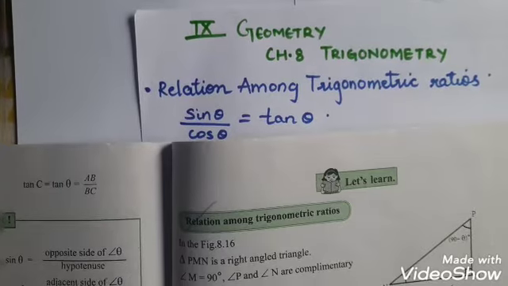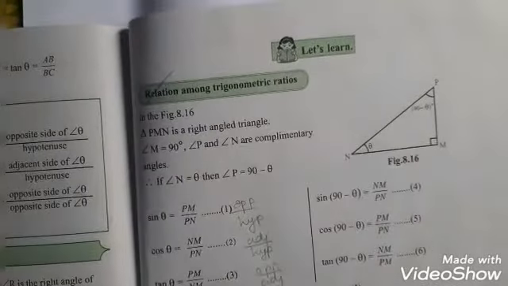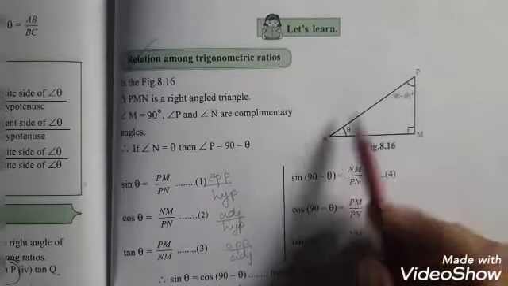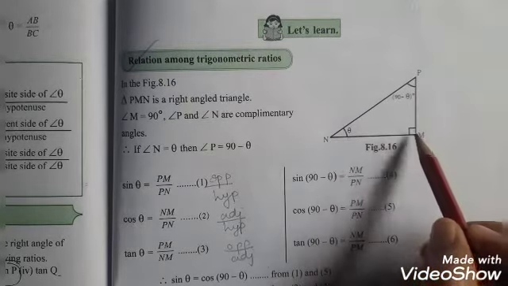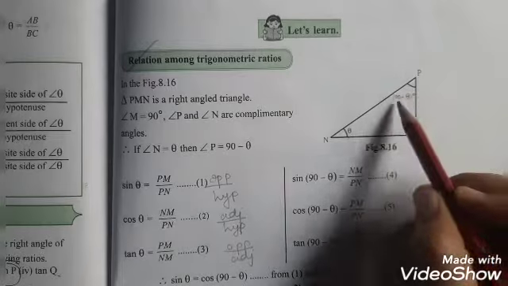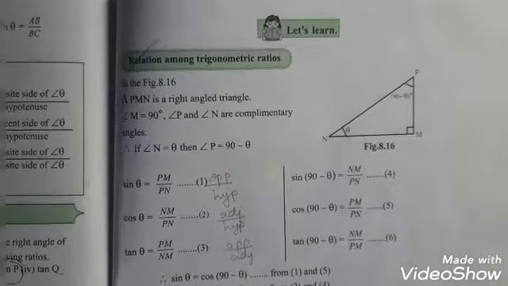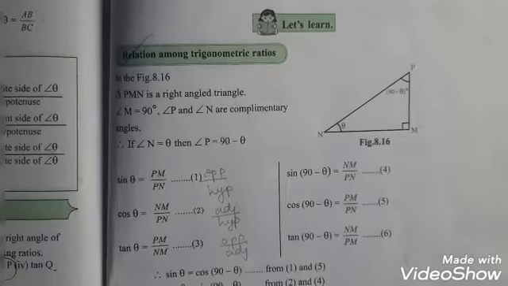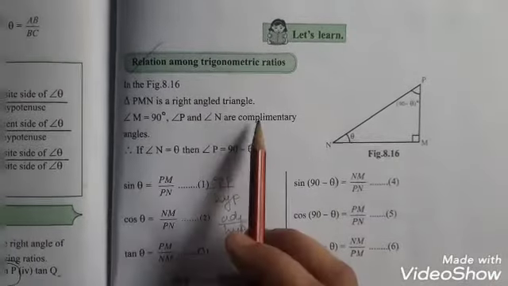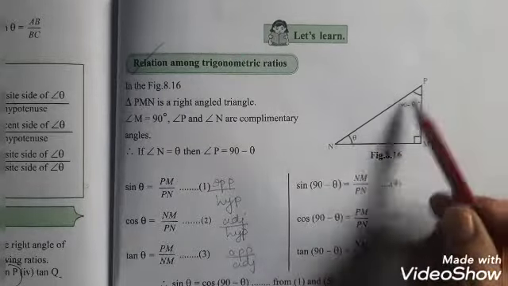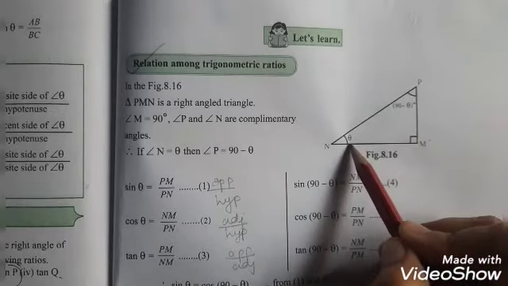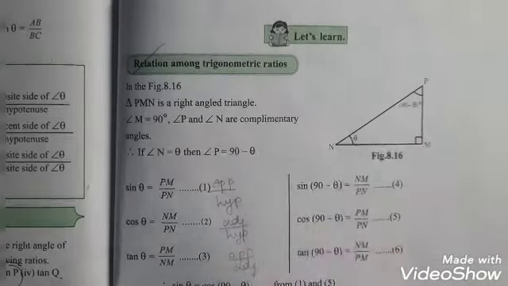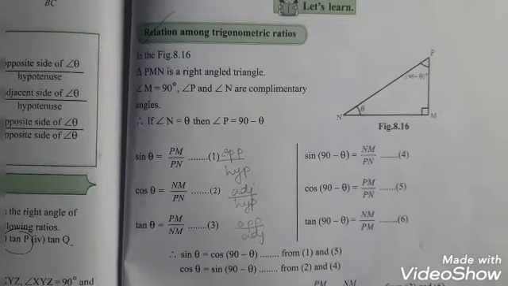So now you can see the figure in triangle PMN. They have mentioned certain angles. Angle N is theta, angle M is 90 and angle P is 90 minus theta. Right? And it is mentioned that triangle PMN is a right angle triangle. So if angle M is 90, that means angle P and angle N are complementary angles. Now let us find the value of sine, cos and tan.